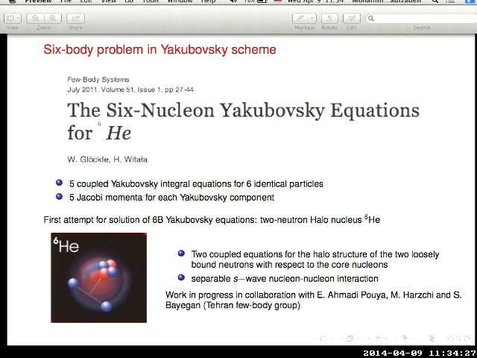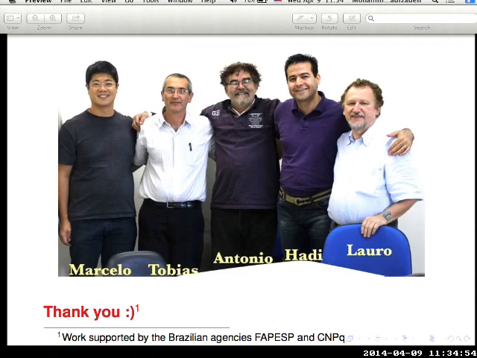That's the work in progress with my PhD supervisor in Tehran, to have a simple solution for this case, and in the next step we can solve the 5 coupled equations to see how the Efimov picture can be extended to a 6-boson or 5-boson system. And here we have my collaborators, Marcelo, Tobias, Antonio, and Lauro. Thank you so very much for your attention.